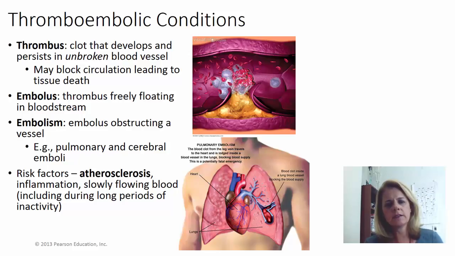So a thrombus is a clot that develops and stays in an unbroken blood vessel. So this is something that could block circulation and lead to death. So maybe a blockage of clot that has formed in a blood vessel and perhaps could cause a stroke or something like that. Okay, an embolus is when that clot breaks free and is freely floating, but it can get stuck somewhere. That's the danger of an embolus. So a thrombus, when it breaks loose, can become an embolus.